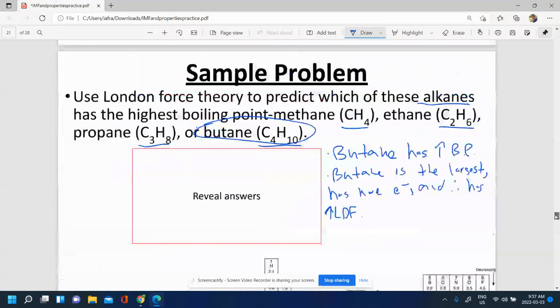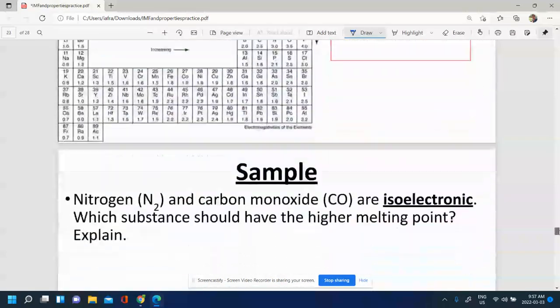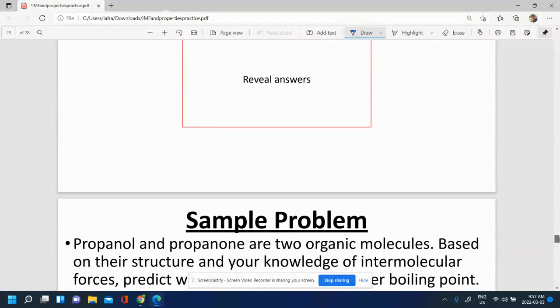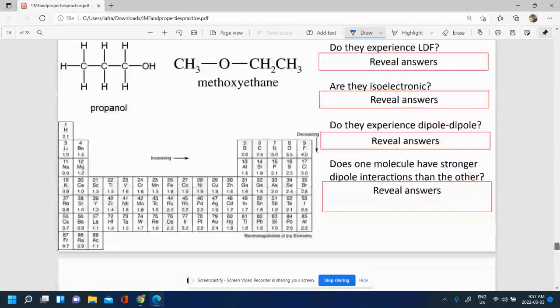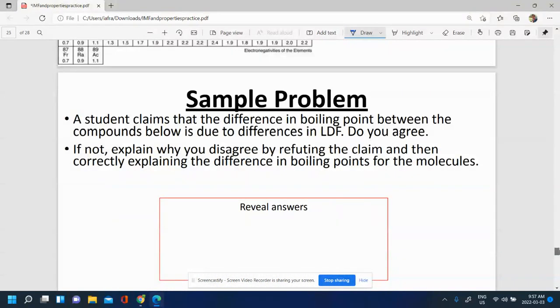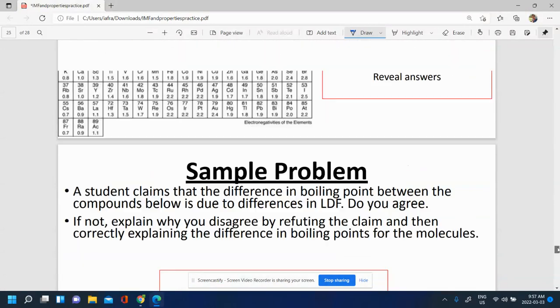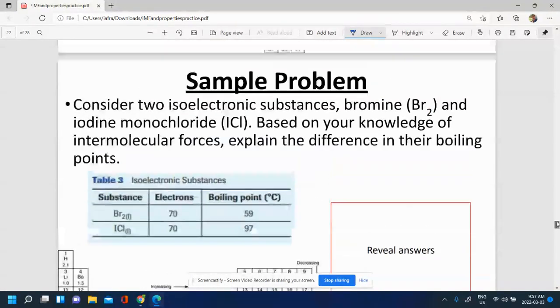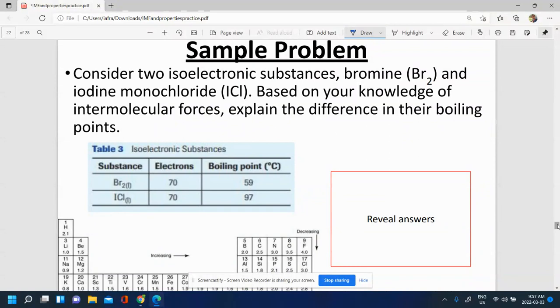So we're going to finish off this video by just finishing off the problems that have to do with LDF and isoelectronic species. And after that, we'll go into problems that relate to other forces and predictions as well. So here we have a question that says, consider two isoelectronic substances, bromine and iodine monochloride, ICl. Based on your knowledge of intermolecular forces, explain the difference in their boiling points.